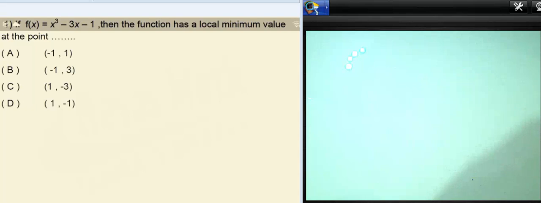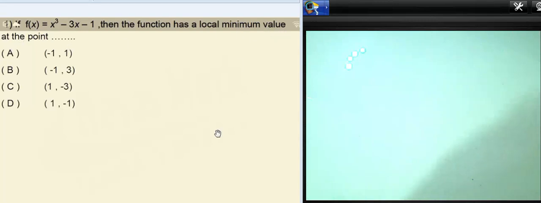Today we'll solve a new exam 2023 this year about calculus and integration. Look with me at question number 1. If f of x equals x power 3 subtract 3x minus 1, then the function has a local minimum value at a point equal to what? He asked about the value at the point of local minimum.